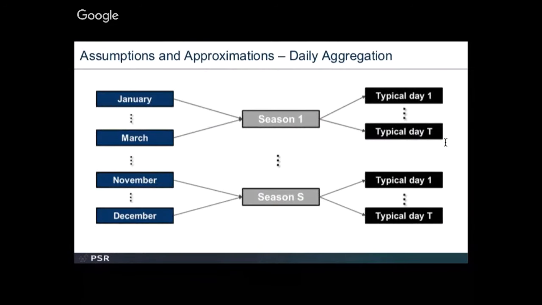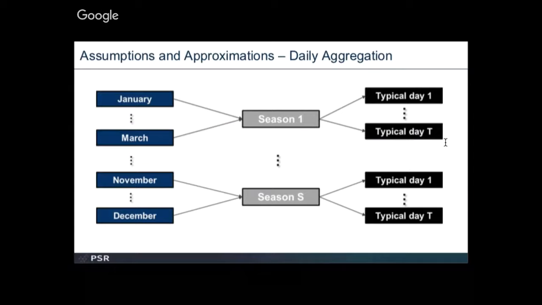Another approximation, the most important one, is a daily aggregation. We aggregate the months of the year into seasons. For example, we could consider literally seasons like summer, winter, fall, and autumn. So we could have 4 seasons per year, or, without any aggregation, 12 seasons, where each season would be a month. Season 1 could be January, season 2 February, and so on.